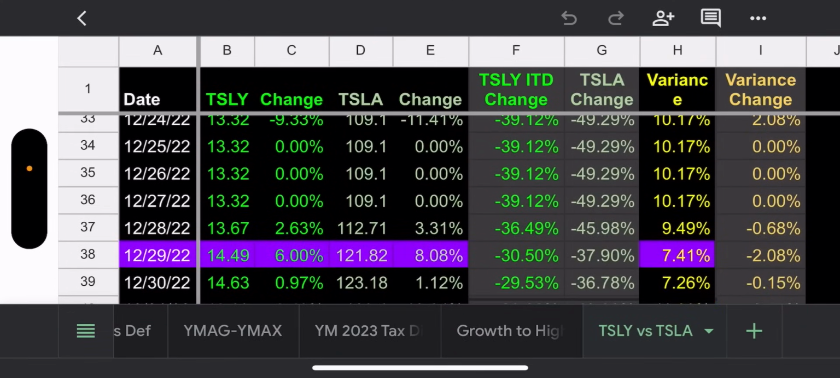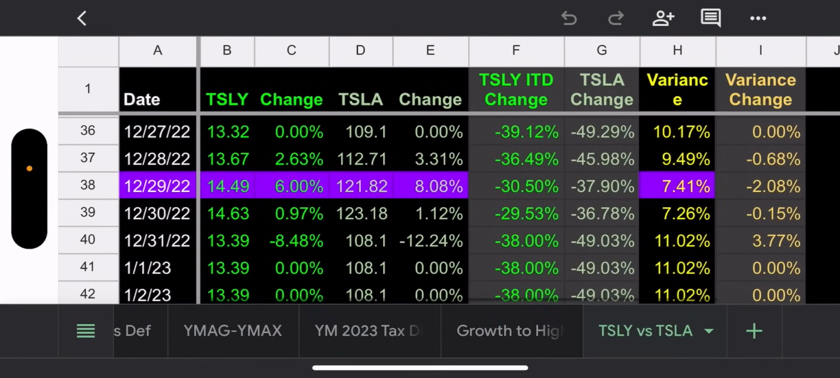And then here we are, another purple. So what does that mean? That means Tesla went up a lot and Tesley did not. So in this example, Tesla went up 8.08% on December 29th, 2022, and then Tesley went up 6%. So this means that their call was capped, okay? So we lost out on 2.08%, which sucks. I mean, nothing you could do about it.